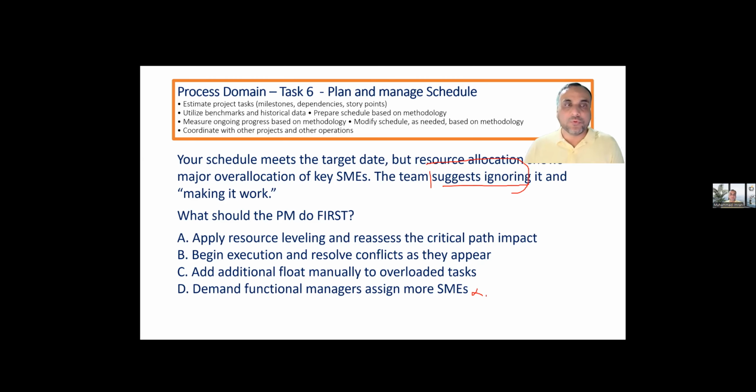Add additional float manually. Why do I have to do things manually in the project? Imagine if there are thousands of activities and you change something manually, your life will be a disaster. Your project will be a disaster. So avoid things being done manually. These are not good approaches. Begin execution and resolve conflict as they appear. So this is not good either.